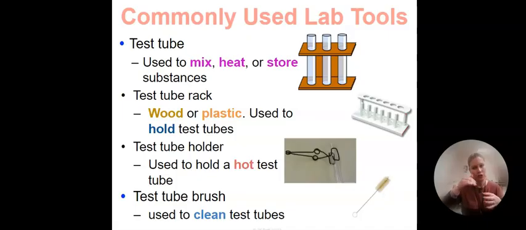So maybe we had a hot water bath going where we had our beaker sitting on a hot plate and we had a test tube in the beaker, and now we need to pull that test tube out of that hot water bath. We certainly wouldn't want to put our hands into boiling water. We'll use a test tube holder. And then of course a test tube brush is used to clean the test tubes. This is very important. We don't want to contaminate any of our labs by having dirty test tubes.